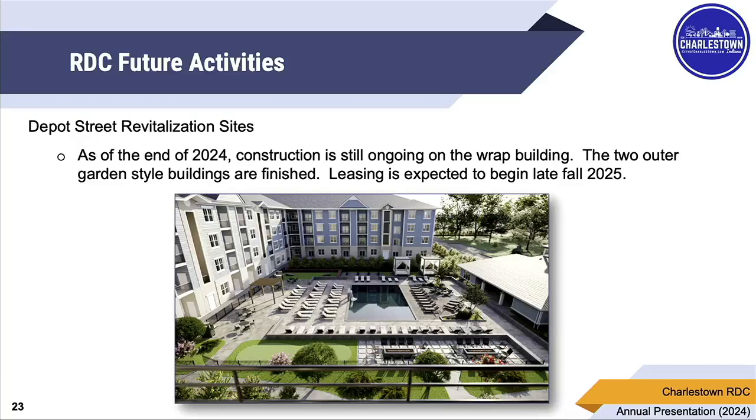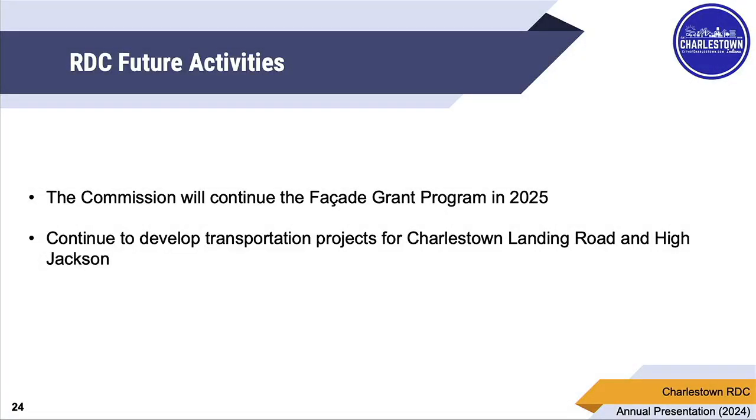And then we've got, of course, the Depot Street revitalization, which is Forest Edge. We expect still to begin leasing later this year. So that's great. We'll continue the facade grant program and have in 25, like I said, we've had some inquiries, but I haven't seen any applications yet. There's at least 3 different people that have inquired about it, but just haven't submitted applications. And we'll continue to develop some transportation projects for Charlestown, Landing Road, and High Jackson. And that may be the end. That's it? Great, thank you.